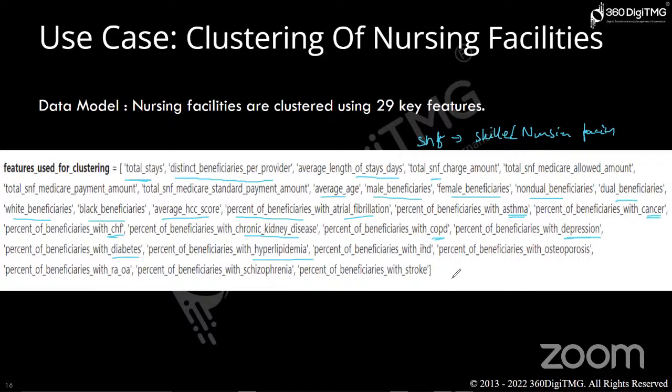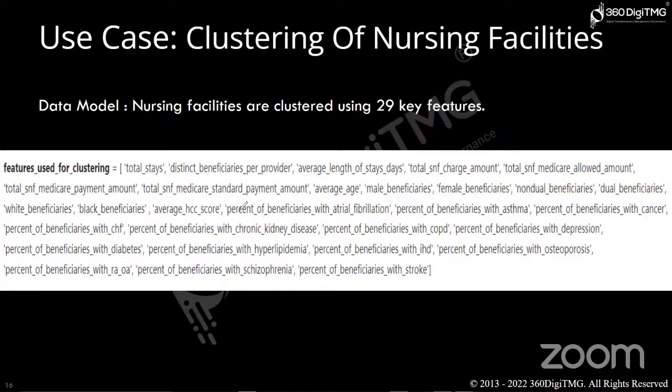Then we have IHD, ischemic heart disease, in which the arteries are narrowed down, so the blood cannot flow fast. Then osteoporosis, rheumatoid arthritis and osteoarthritis, arthritis basically. Schizophrenia is again a mental disease, and stroke. Various kinds of stroke we have, brain, heart. So these are the various features which we have used for clustering of nursing facilities.